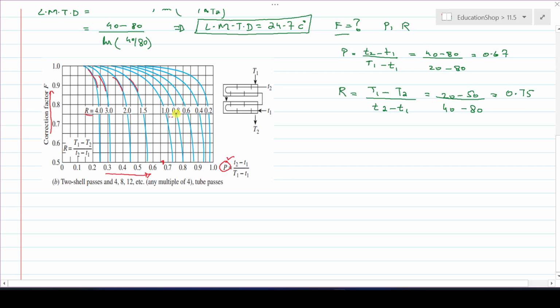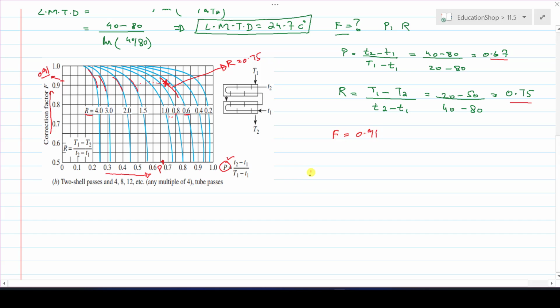Now where will the curve for the parameter R lie when it is 0.75? If you see, this curve is for 0.8 and this curve is for 0.6, and our parameter R value is 0.75. So I can say that it will lie between the 0.8 and 0.6 curves, and this is, let's say, the line that represents the R value 0.75. Now I want to coincide this P value, 0.67, with the R value at this point. Here at this point, if you move horizontally, you will touch the y-axis and you will find the value of the correction factor, that is almost 0.91. So I can say that the correction factor value is 0.91.